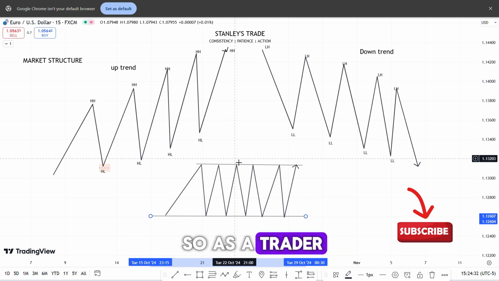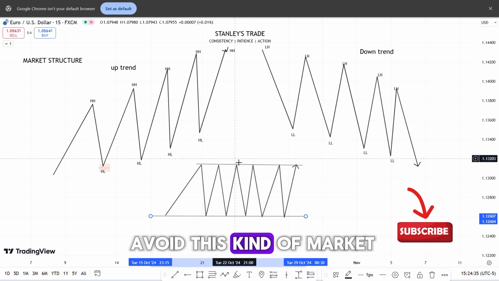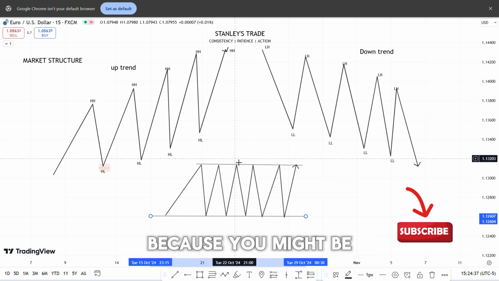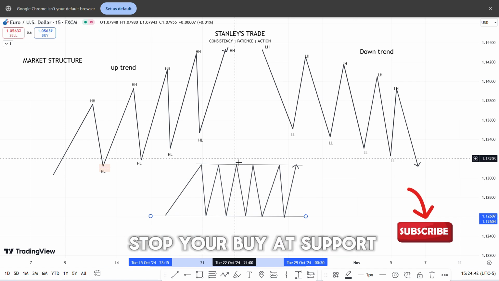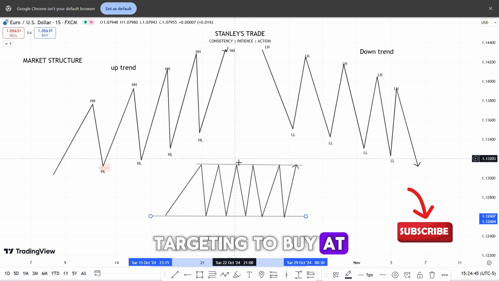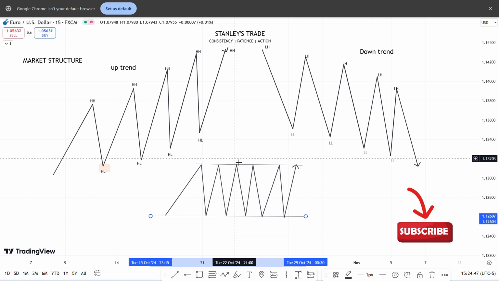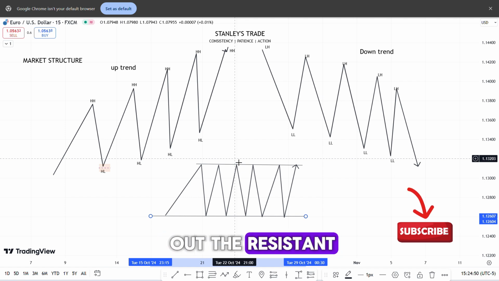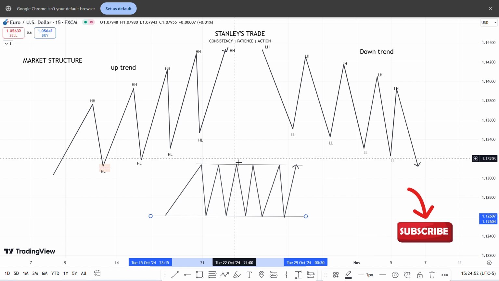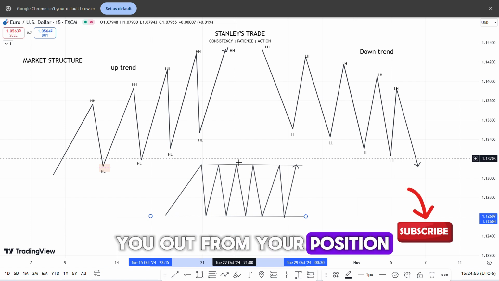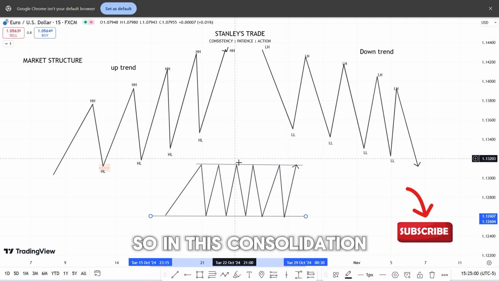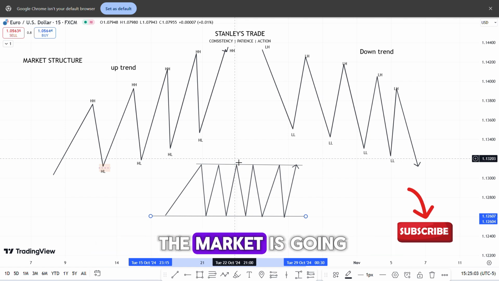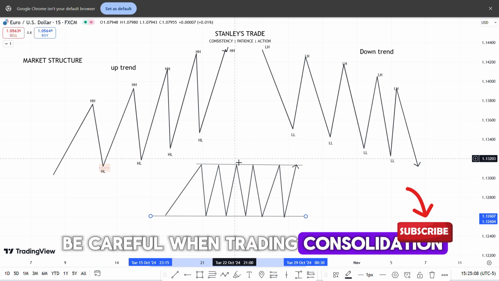As a trader, I would advise you to avoid this kind of market because you might be taken out at any time. You might place your buy at the support, targeting to sell at the resistance. Then the market will go down and take you out of your position, and then maybe reverse to the resistance, or maybe continue going down. So in this consolidation, you will not know when the market is going to break out. So you have to be careful when trading consolidation.